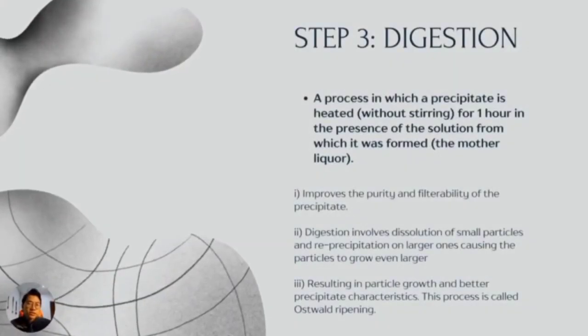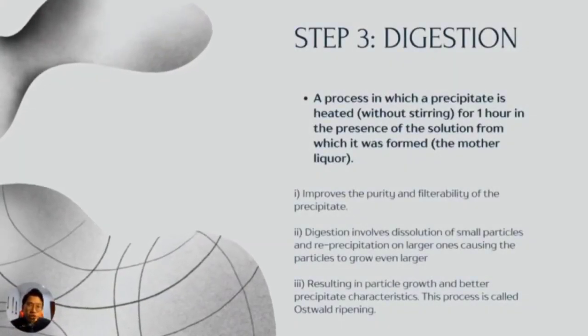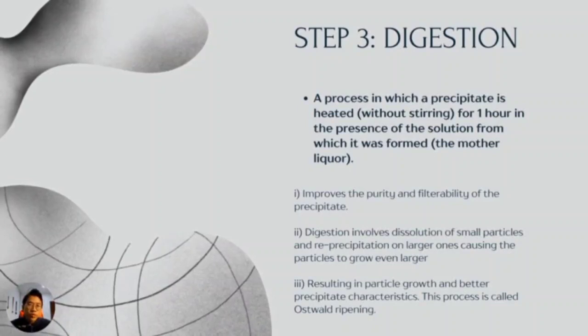Step 3. Digestion. A process in which a precipitate is heated, without stirring, for 1 hour in the presence of the solution from which it was formed, which is the mother liquor. It is to improve the purity and filterability of the precipitate.